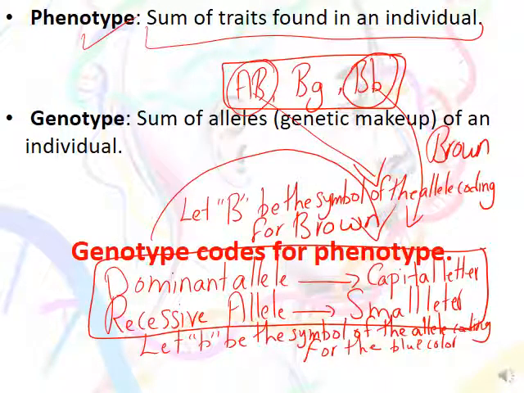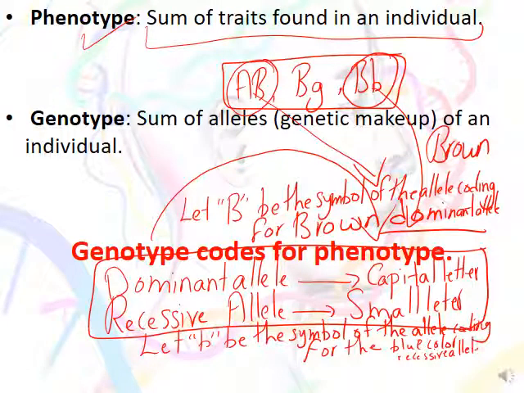Okay, so here let B capital be the symbol of the allele coding for the brown, dominant allele. And here for the blue color, recessive allele. So pay attention to this.